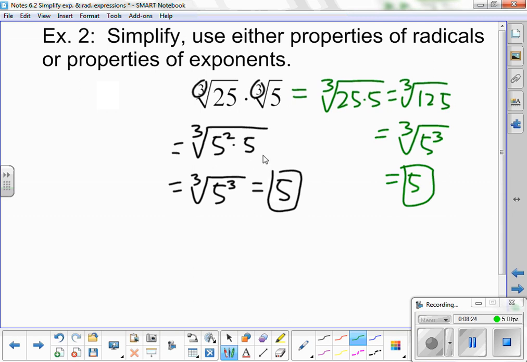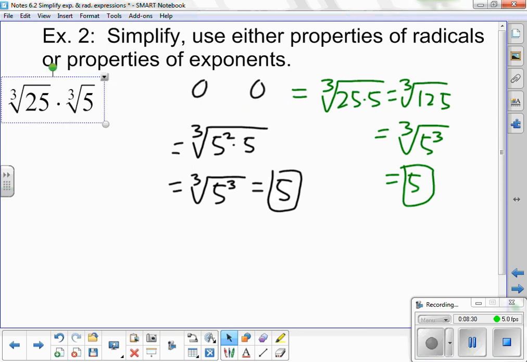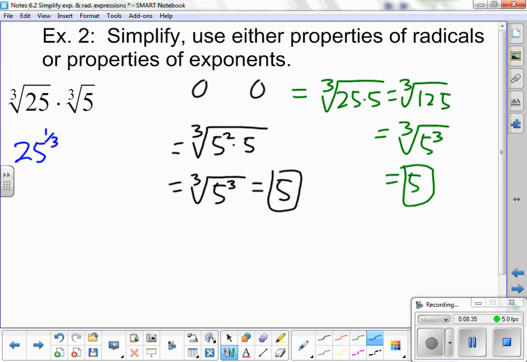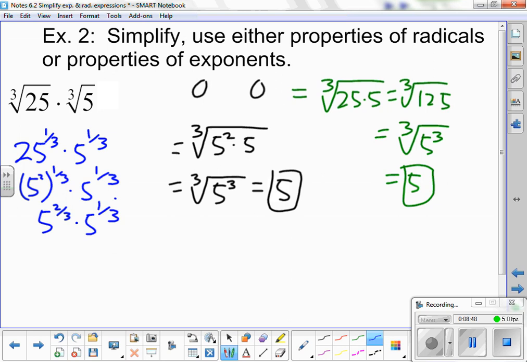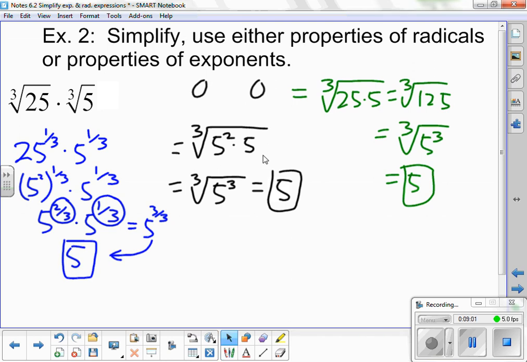It's up to you. I'll go ahead and show what that looks like too, just real quick. So if I were to take this and transform it, that'd be 25 to the 1/3 times 5 to the 1/3. Once again, I know 25 is 5 squared, so 5 squared to the 1/3 times 5 to the 1/3. It's 5 to the 2/3 times 5 to the 1/3. And now I know I'm supposed to add those. So that's 5 to the 3/3, which is 5. Which gives us that 5. There you go. Okay, so a lot of different ways to approach this.